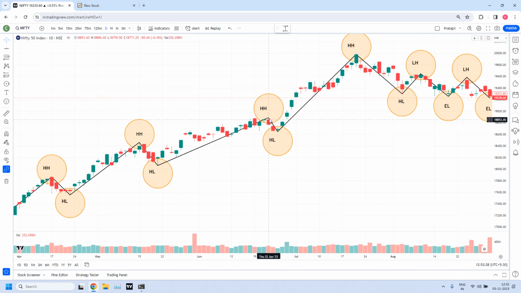Similarly, to confirm this is the swing high, from this high point there is a considerable down movement. This is a small down movement, but this is considerable. This is enough. At least the minimum that is required, that level it reached here.